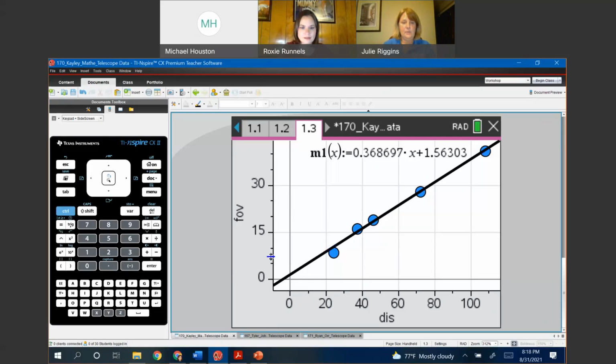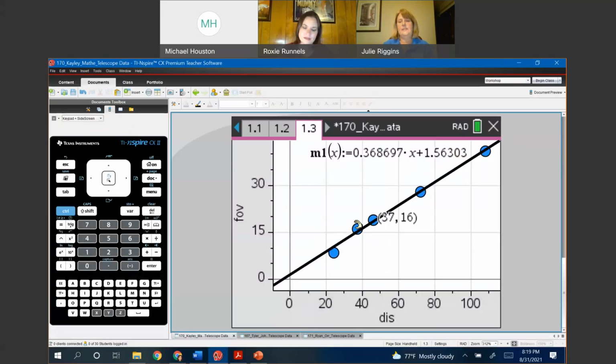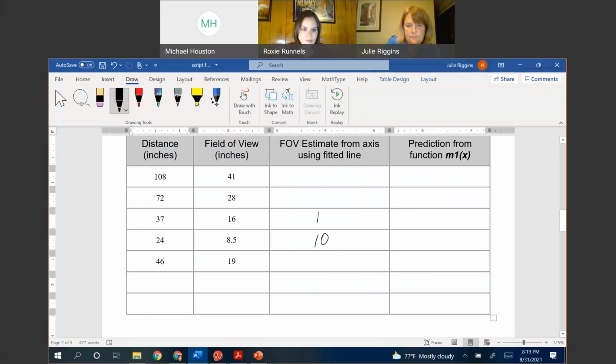And remember the scale, analyzing the scale is very important. So maybe instead of 24 and 8.5, it would be, in their third column, the field of view estimate from the axis using the fitted line, I might say 10. Okay. And then if I go to my next point, so this data point is at 37 and 16. Well, my line is estimating closer to 15 probably, so 37 and 15. So they're going to enter in what the estimate is from the line for all 5 of their data points.